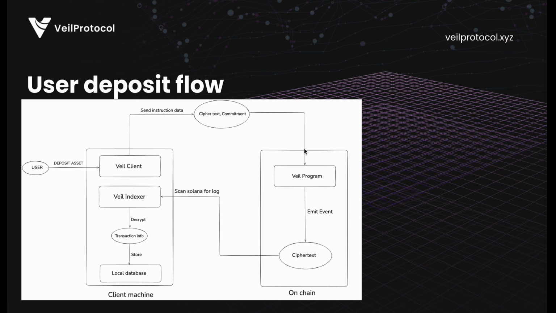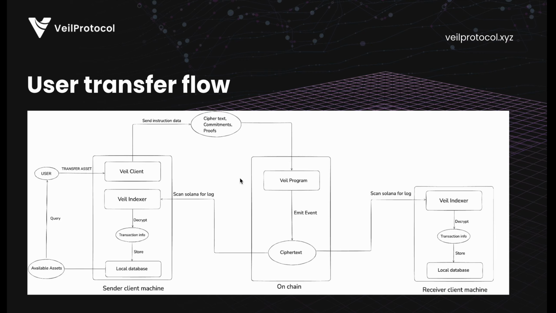The actual Merkle tree leaf is encoded, so outsiders cannot trace or derive any information from those leaves. Only when the ciphertext is emitted through the event, our indexer will scan for those logs and then use our viewing key and deposit key to decrypt the transaction info. If we successfully decrypt the info, that proves those UTXOs are ours, and they will be stored in our local database.